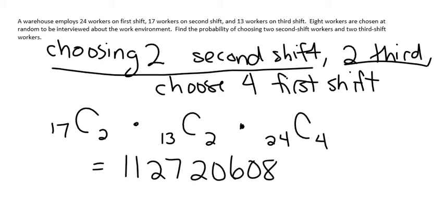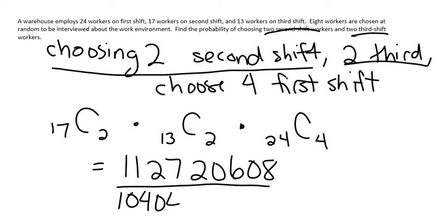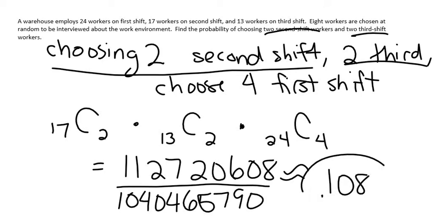Okay, now taking the numbers that we found, this is how we choose that specific set of 2 second shift workers, 2 third shift workers, 4 first shift workers. And remember that the probability is going to be the number of ways we can do that over the total number of outcomes in the sample space. And that was what we first calculated, which was 1040465,790. Plugging that into my calculator, I find approximately 0.108. So the probability of choosing 2 second shift workers and 2 third shift workers is 0.108.